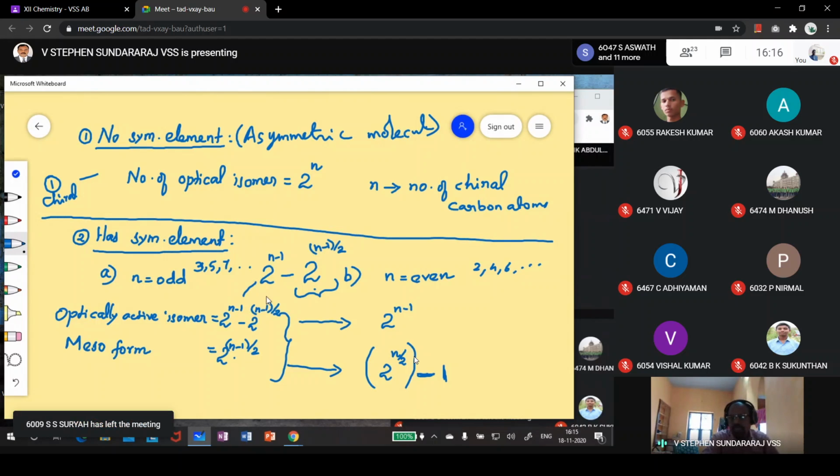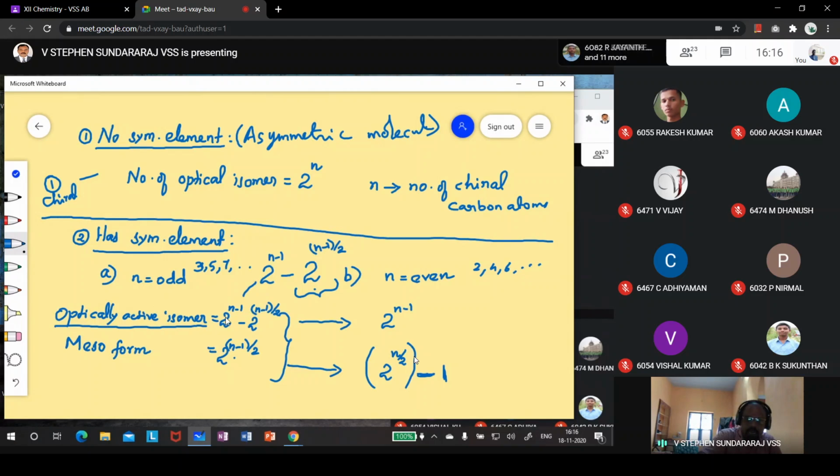Now you apply this and find out. If they are asking for the number of optically active isomers, substitute in the first formula alone. But if my question is how many optical isomers there will be, the first one and the mesoform are both counted, so you apply both formulas and add them; the total is the number of optical isomers. Optically active isomers come from the first formula, and the mesoform is optically inactive. Copy down. I will come to what the mesoform is.